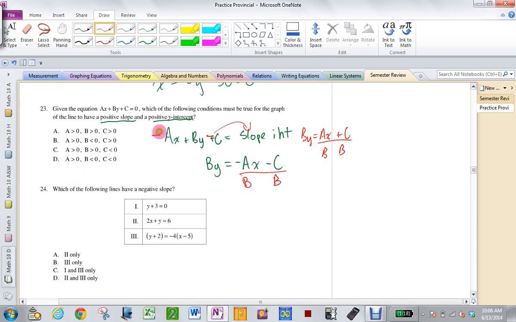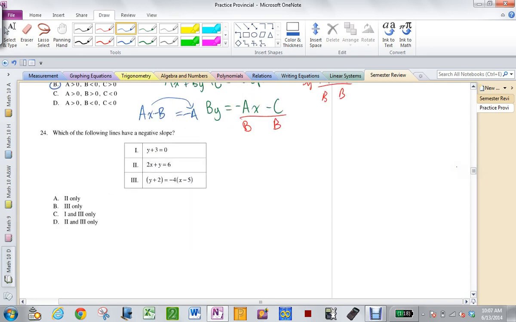So if A is going to be positive, I'll change to blue, A has to start positive. So when it comes over here, it's going to become negative. So if A becomes negative, then B must be negative. So I've got right here, A is positive, B is negative, and C then must also be positive, because when C comes over, it will divide by the negative B and become positive. It's a very tough question.